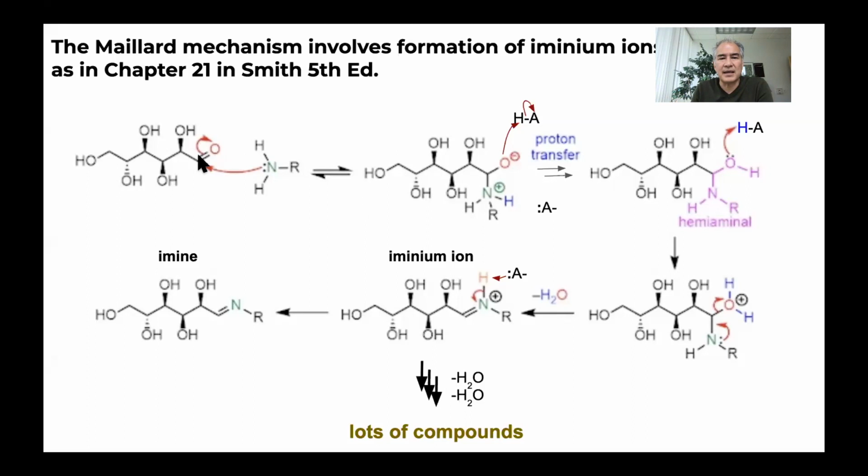Amines are nucleophilic. They like to attack aldehydes and ketones. Aldehydes are extremely reactive. And so you'll get this zwitterionic intermediate where you have two heteroatoms attached to the same carbon atom.